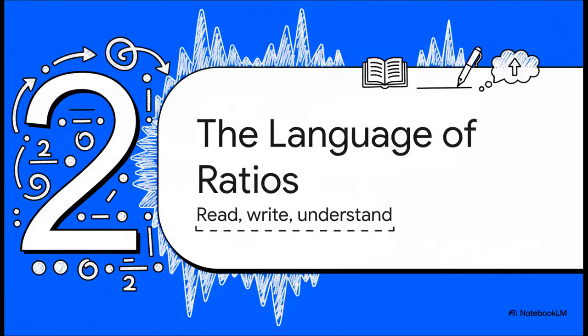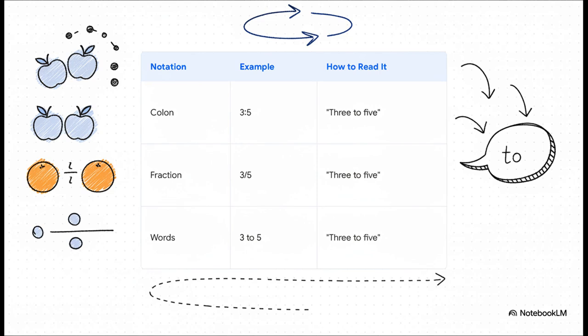So if ratios are a language, how do we speak it? Well, like any language, it's got a few simple rules for how we write things down. And the good news is, it is super easy to learn. As you can see, you can use a colon, you can write it like a fraction, or you can just use the word "to." But here's the thing. They all mean the exact same thing. You read every single one of them as 3 to 5. You'll see all three out in the real world, so it's really good to recognize them all.